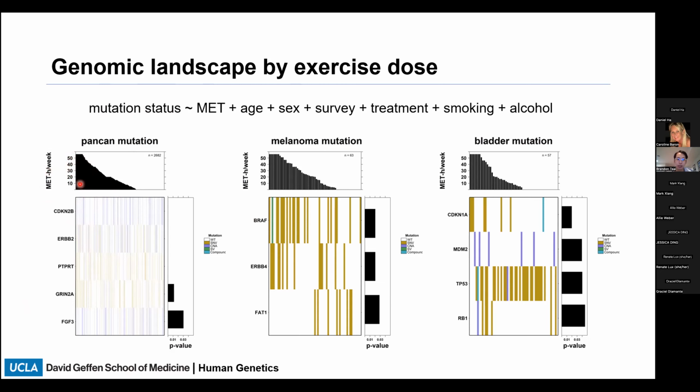So the greatest exercisers are on the left, and as you go to the right, they're exercising less. Recall that in my little example, I had around 30 MET hours a week, so I kind of fit in the upper 1/3 of these patients.